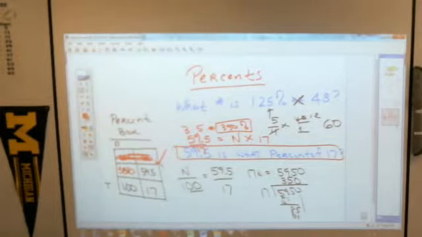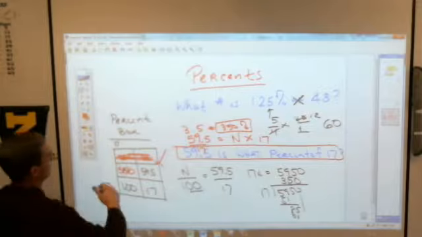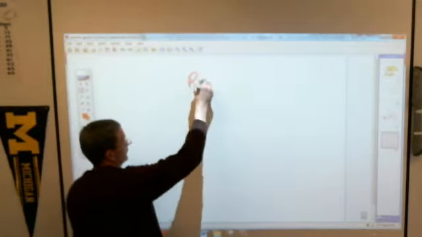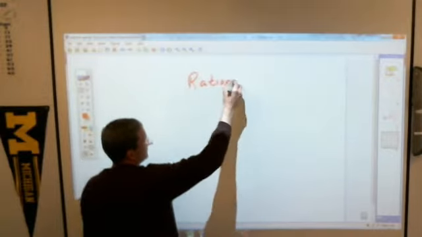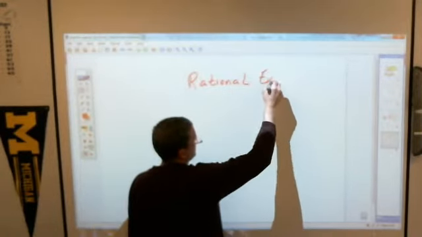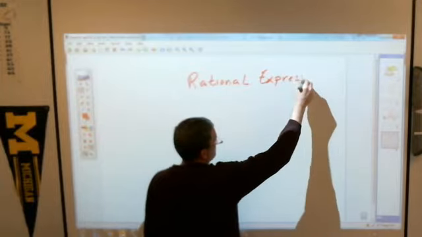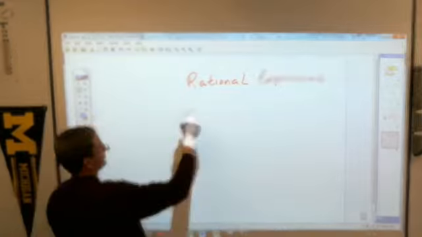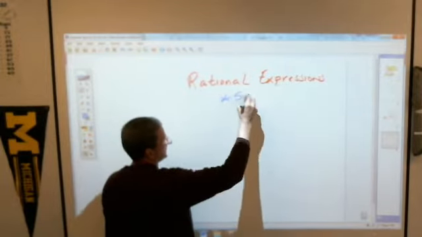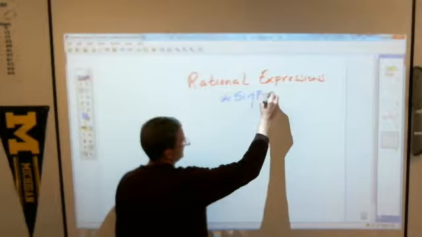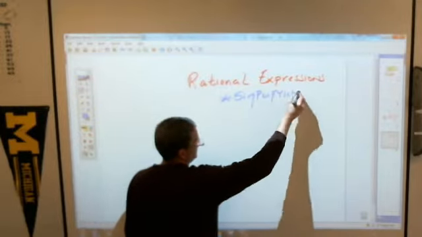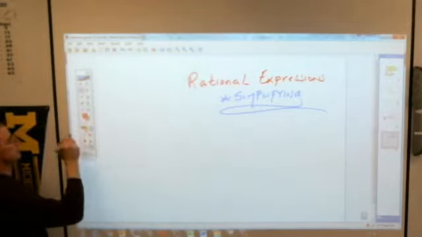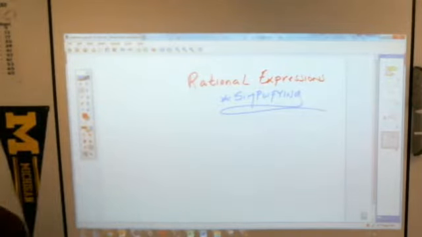Now, here we go. Another blank piece of paper. This is my favorite. We talked about this before. Under rational expressions, and guess what the little subheading is? Simplifying them. This is where you'll really learn something today.